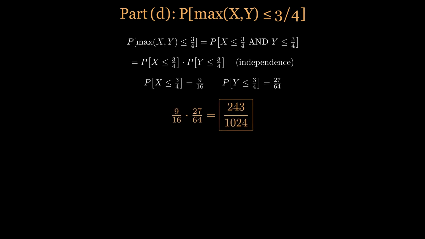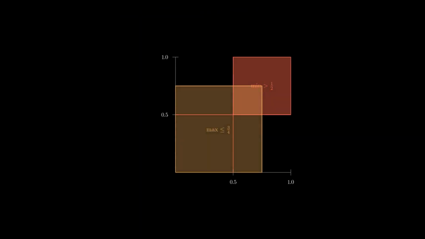Watch both regions. Red, both exceed 1/2, the complement for the minimum. Gold, both at most 3/4, the direct region for the maximum.